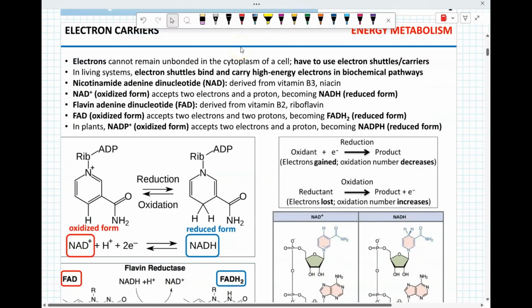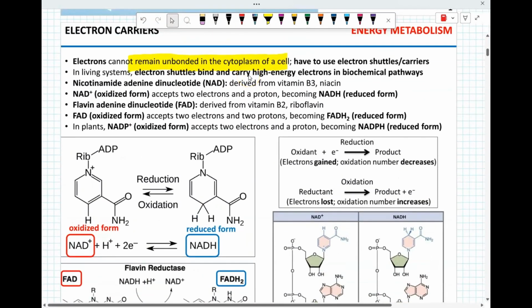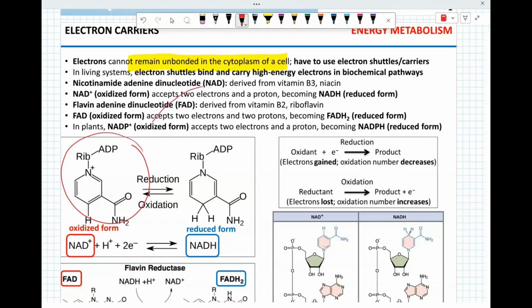Now, electrons in the cytoplasm of a cell cannot remain unbounded. So this is why cells use electron shuttles or electron carriers. Examples of electron carriers are provided in the boxes below. First electron carrier is shown here. This is NAD, or nicotinamide adenine dinucleotide. When it is reduced, it accepts two electrons and a hydrogen and becomes NADH, where NADH is the reduced form of the compound.